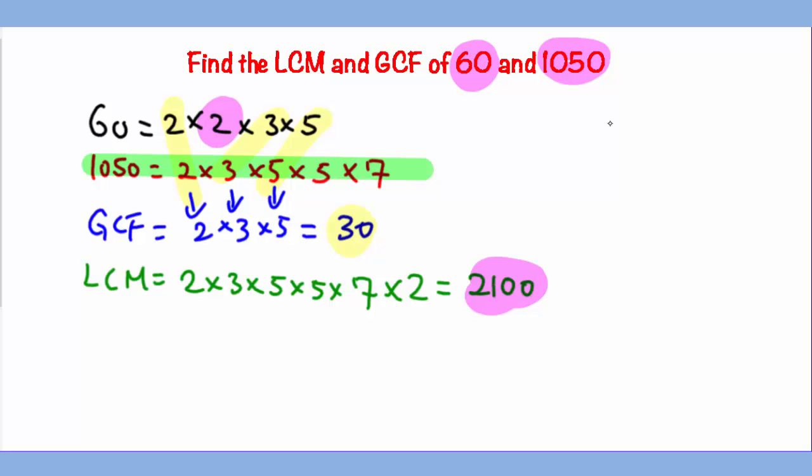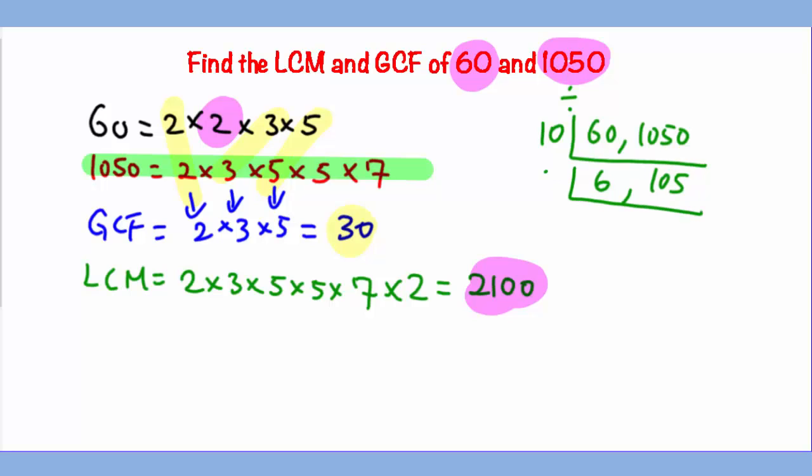You can always check your work using the division method by listing the two numbers side by side and factoring out common factors from both. Since both numbers end with 0, you should know that 10 can be divided from both, bringing 60 down to 6 and 1050 down to 105. Notice how 3 can be factored from both, bringing 6 down to 2 and 105 down to 35. You stop there because 2 and 35 are relatively prime.